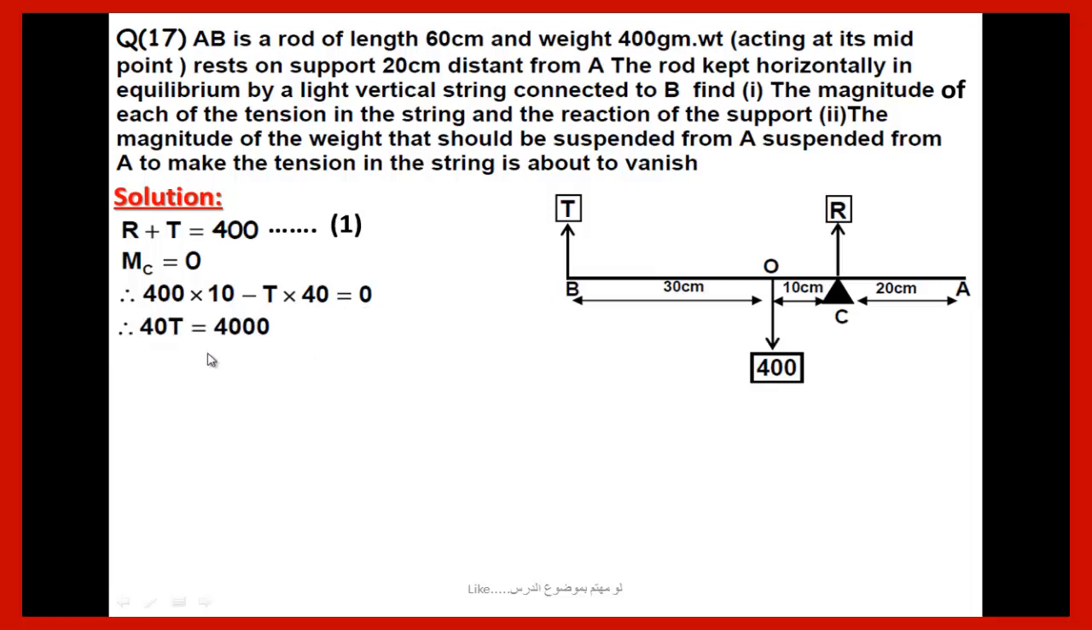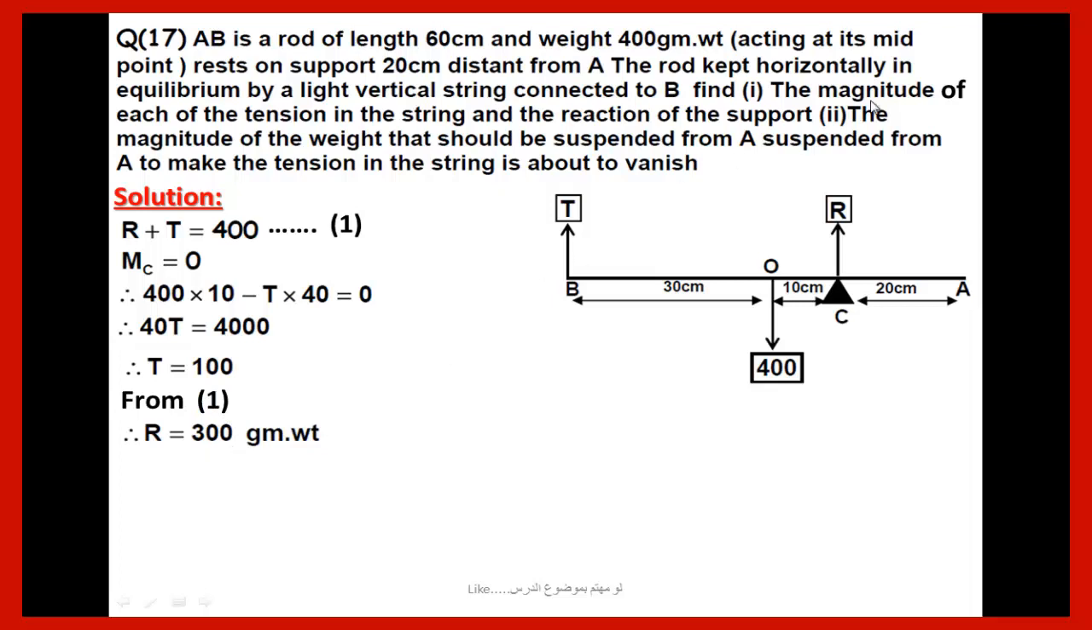Calculating to find T. We have 40 T equals 4000. Dividing both sides by 40, we have T equals 100. But R plus T equals 400, so we can deduce from 1 that R equals 300. From 1, R equals 300 gram weight.